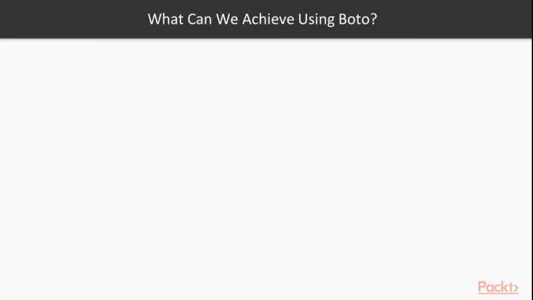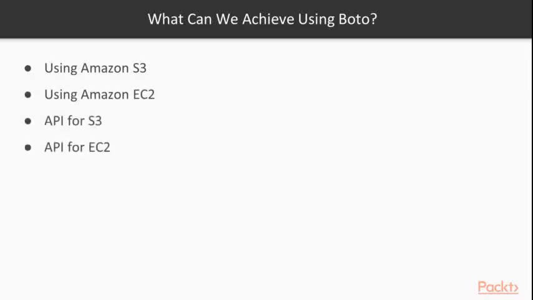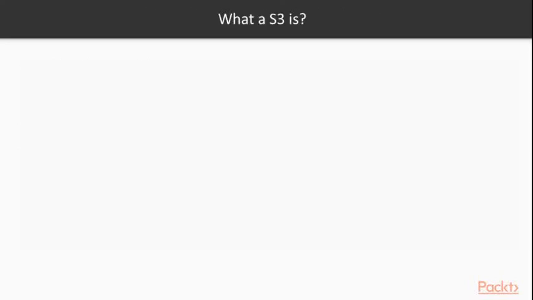So let's see what we can achieve using the Boto module. We can use Amazon S3 and its API. We can use Amazon EC2 and also its API. So we can automate nearly everything related to those services. Also we can use Amazon SQS, which is a queue from Amazon Web Services. And let's see first what S3 is.